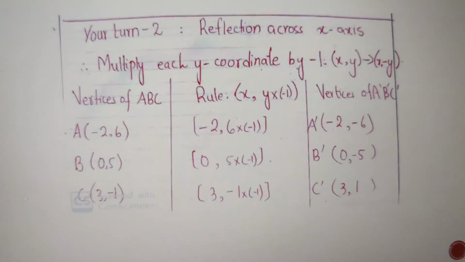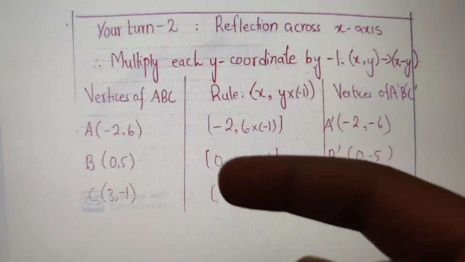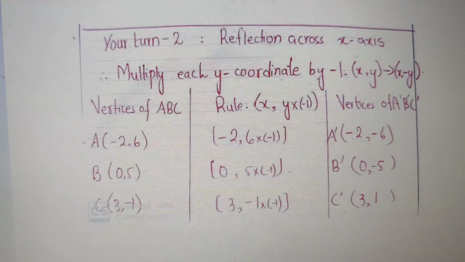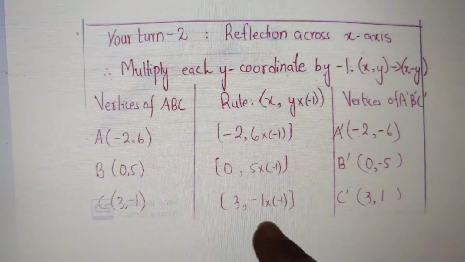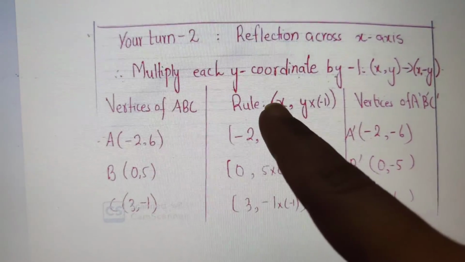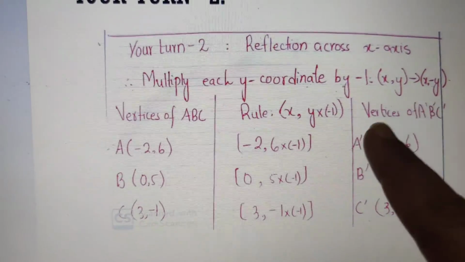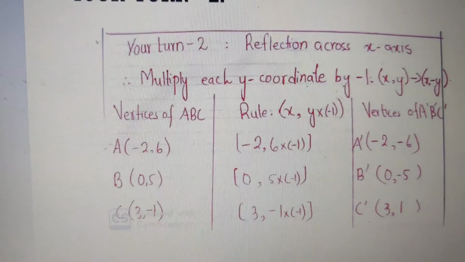Here we have these coordinates for your turn 2. We will write them according to this. X will be the same, y will be negative, and our prime vertices are these.